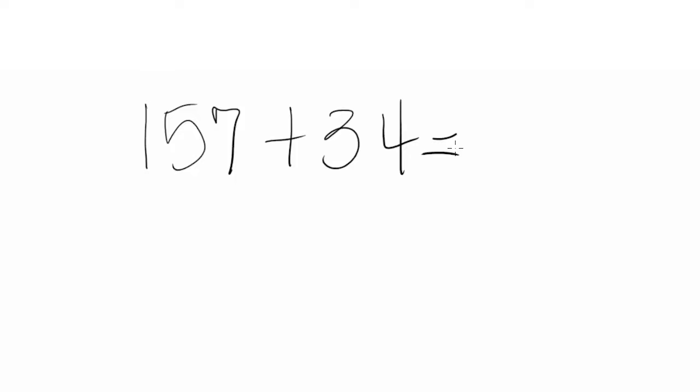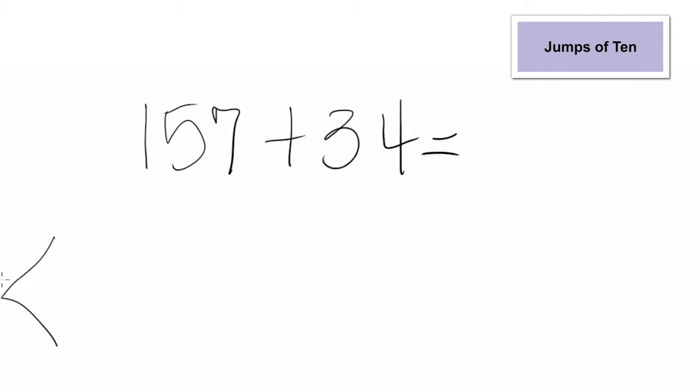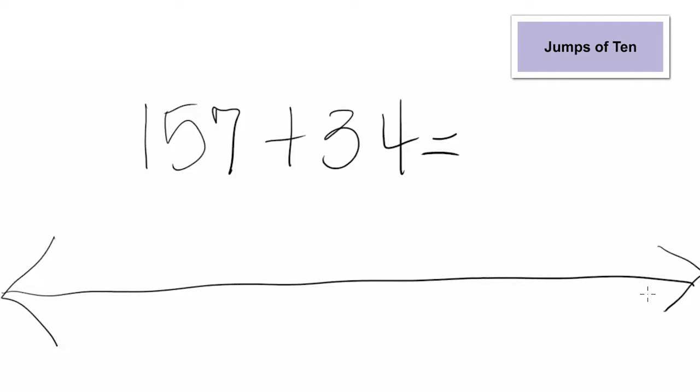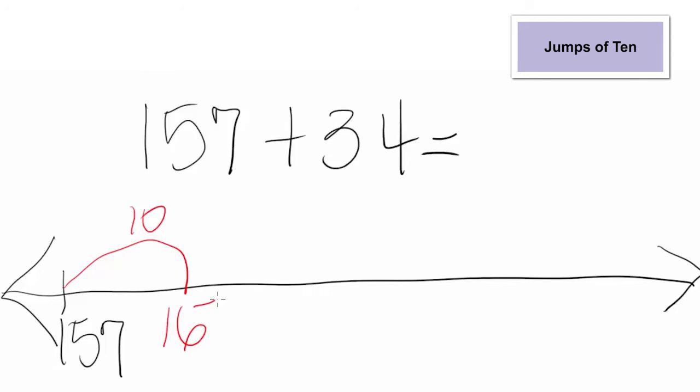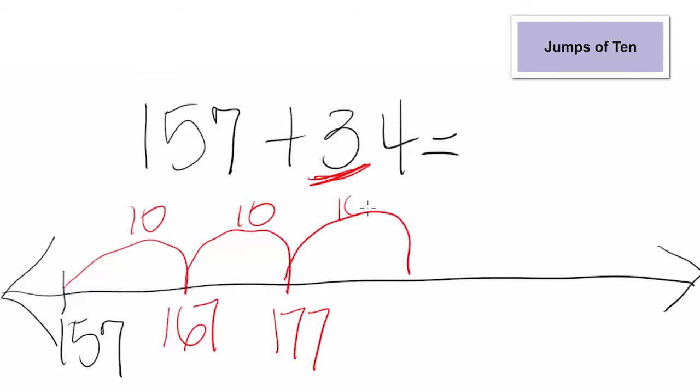What strategy would you use when working with a problem like 157 plus 34? I might choose to use jumps of 10. If I start on a number line and I start with 157, I take one jump of 10, which gets me to 167. Another jump of 10, which gets me to 177. And since I need to make 3 jumps of 10, there's my third group.